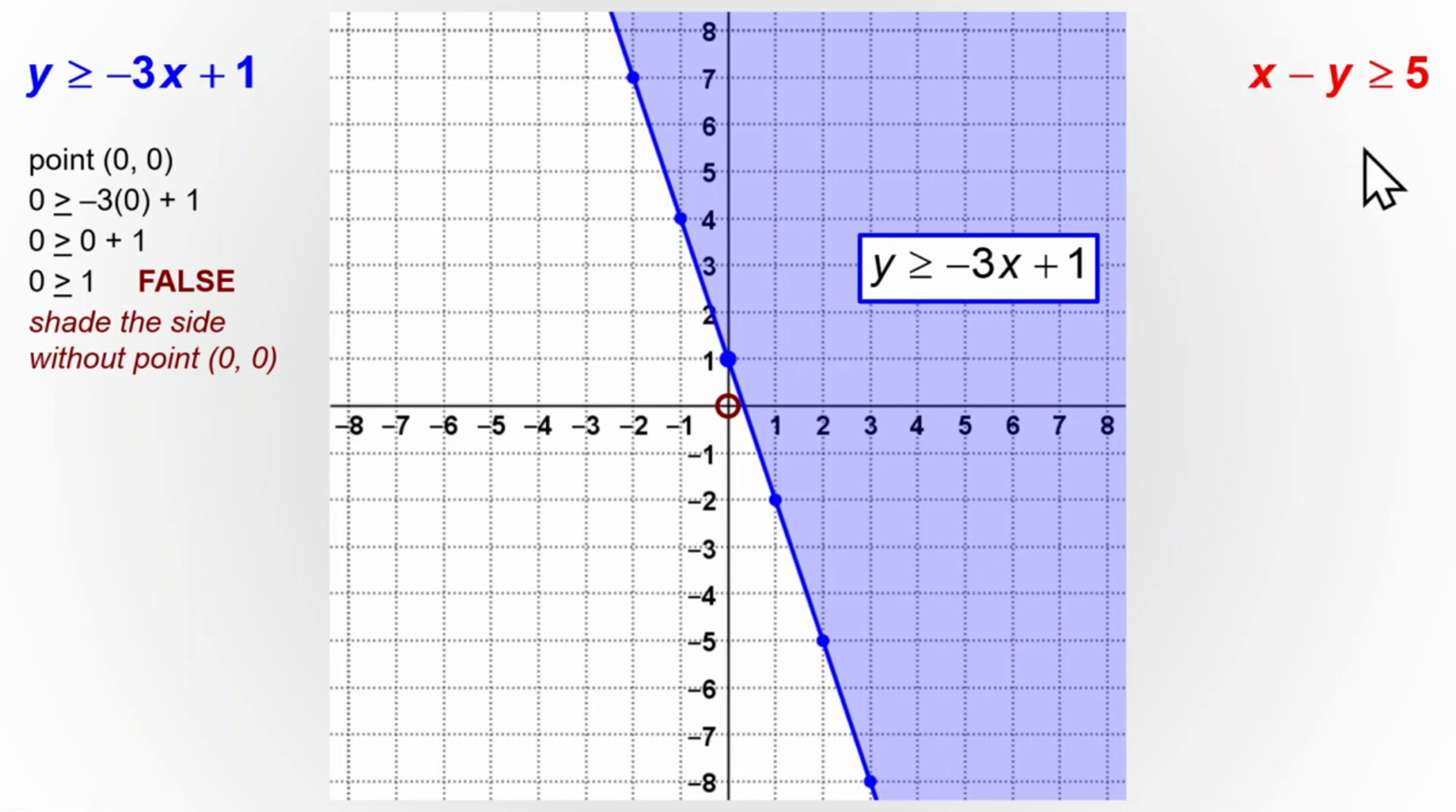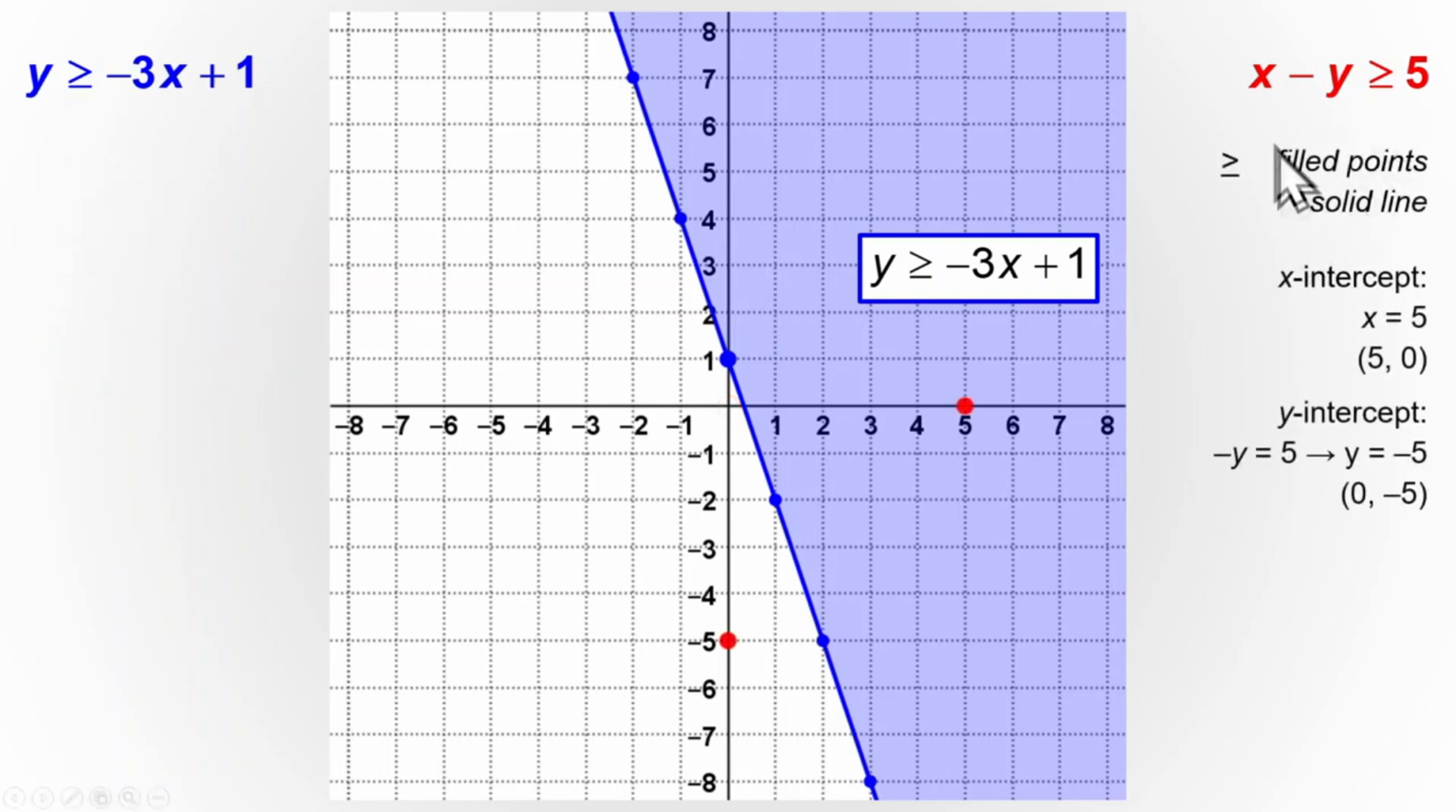Let's go do the x minus y is greater than or equal to 5. That is a standard form, which means, besides being filled points and a solid line, we can find the x and the y intercepts. Cover up the -y, you get x equals 5, or 5, 0. Cover up the x, you get -y equals 5. Well, multiply both sides by -1 and you get 0, -5. That's enough to establish a slope of up 5 over 5, but that also can be reduced as up 1, right 1, up 1, right 1, and so on until we get there.